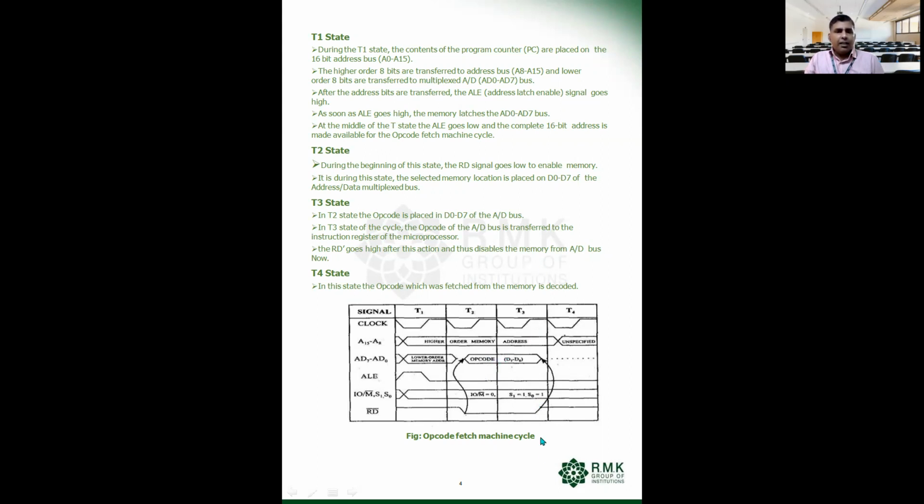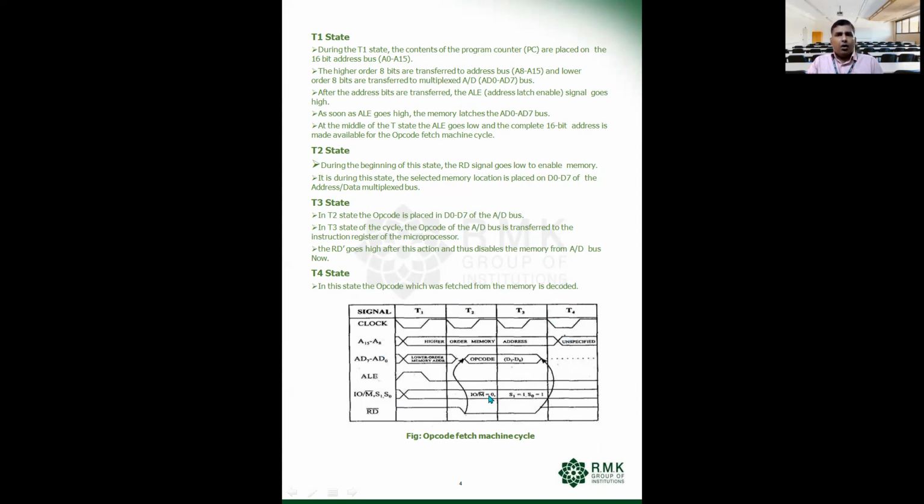And at the end of T3 period, the instruction register during the T4 cycle decodes that opcode and gives the control signal to do the required operation. So basically the T4 state is where the fetched opcode from the memory is decoded and machine cycle encoding is done to create the required control signal. So this is a basic opcode fetch machine cycle of the 8085 processor.